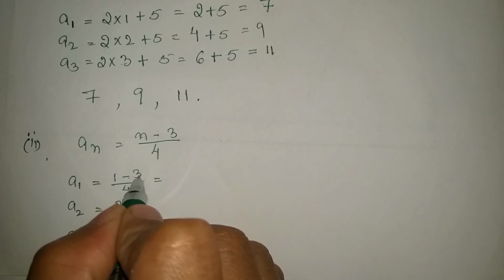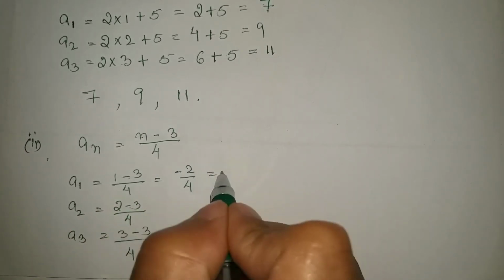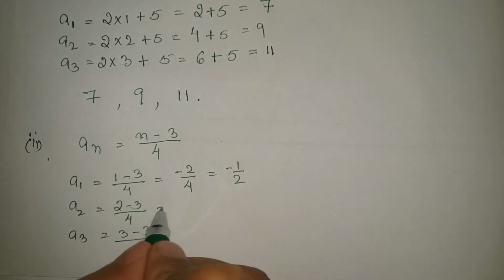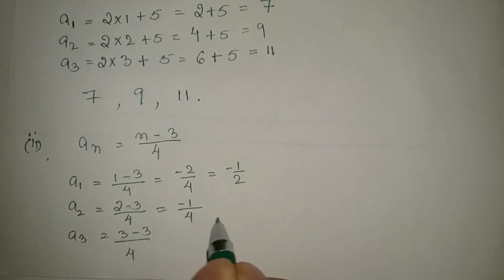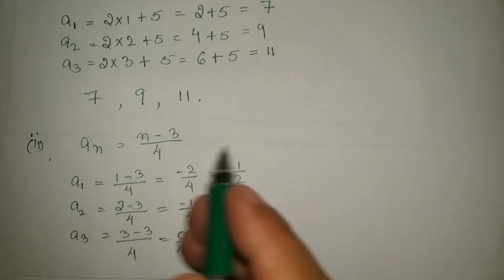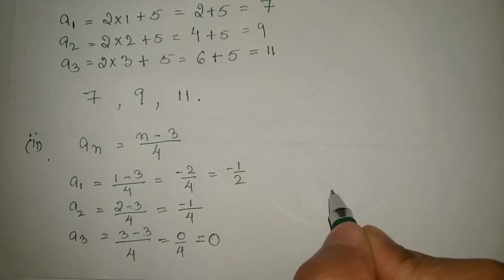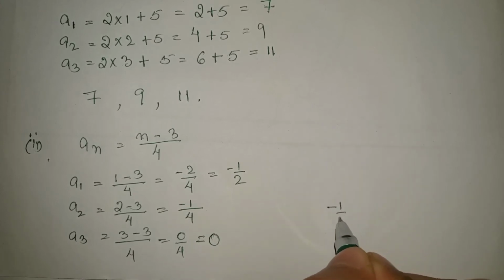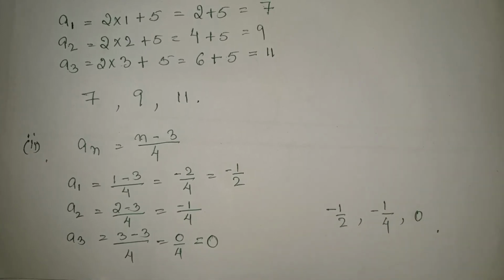1 minus 3 is minus 2 by 4. After cancellation, I get minus 1 by 2. 2 minus 3, I get minus 1 divided by 4. And 3 minus 3, I get 0, 0 by 4, which is equal to 0. Therefore, my first three terms of this sequence are, let me write here, minus 1 by 2, minus 1 by 4, and 0.